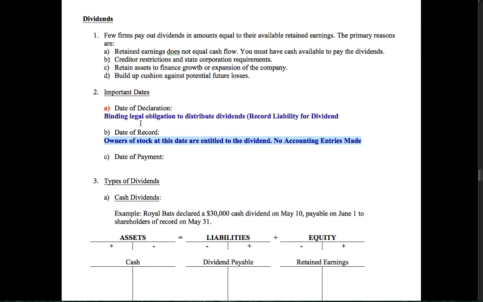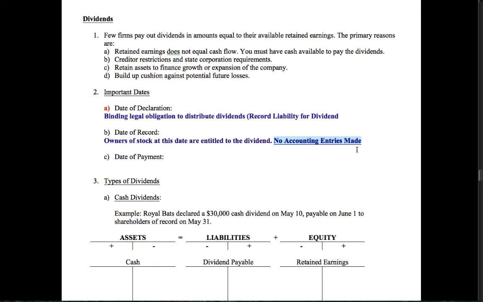The date of record is when owners of the stock at this date are entitled to the dividend. Therefore, if you make the date of declaration on January 1st, payable on March 1st, but to stockholders of the date of record of February 1st, everyone that is a common stockholder as of February 1st is entitled to the dividend. The key thing I want to point out here is this: there are no accounting entries made at the date of record. In any type of dividend, there is no entry made.